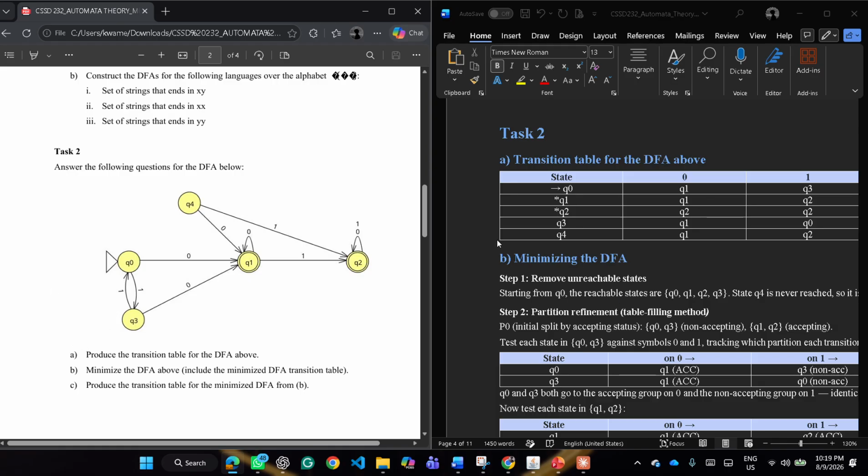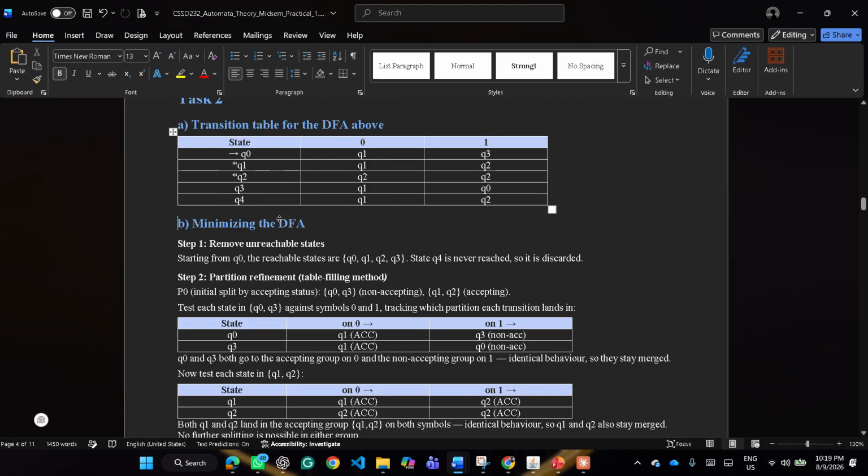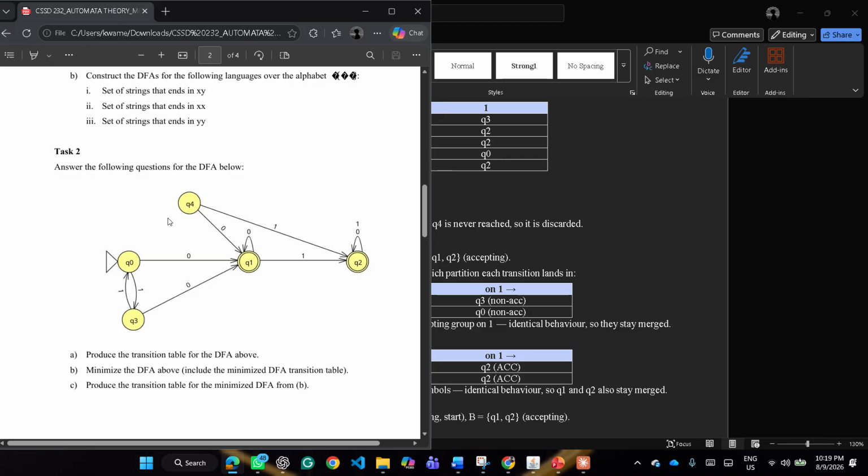And now let's talk about the minimization. Let's talk about minimizing the DFA diagram. There are some steps to note when solving a minimization of a DFA diagram. First of all, what we need to do is to remove unreachable states. And what are unreachable states? Back to the diagram. If you look carefully here, you can see that some states are reaching others, but if you look at one particular state, which is Q4, it is not being reached.